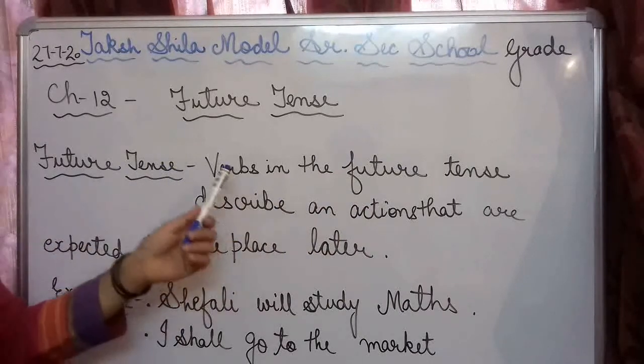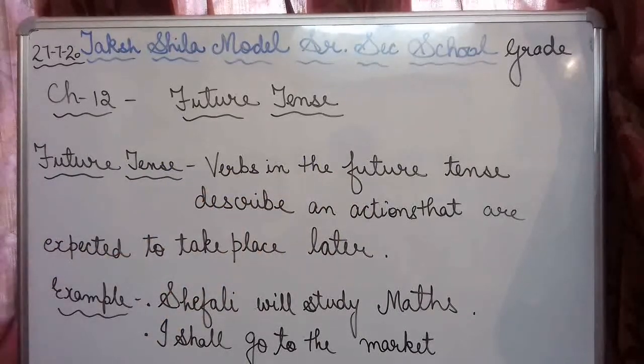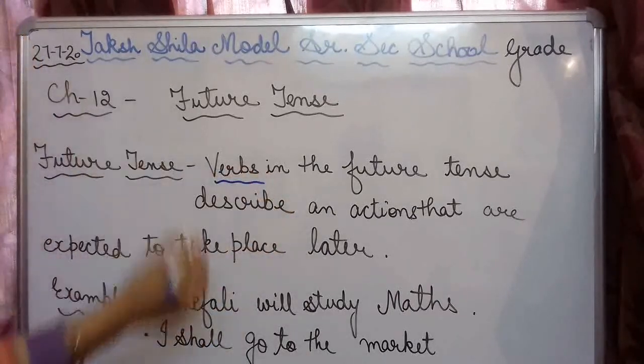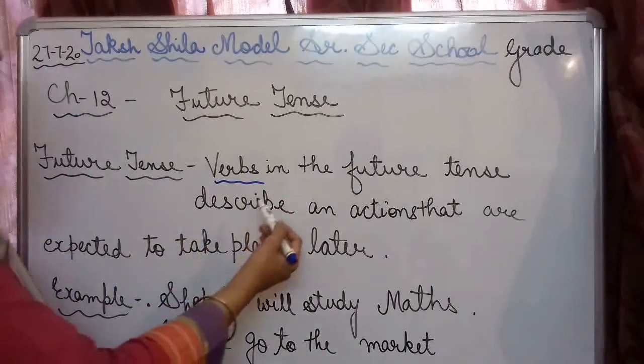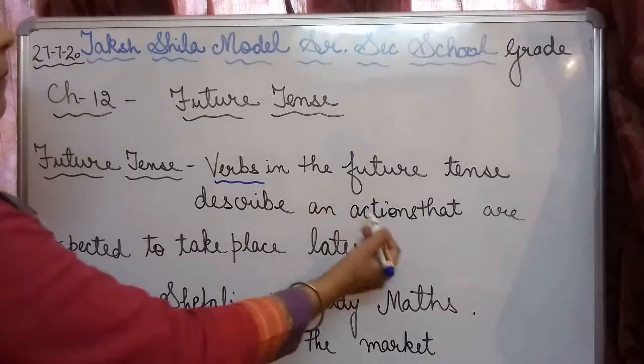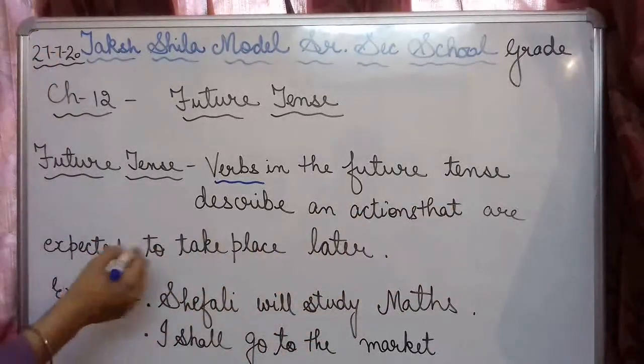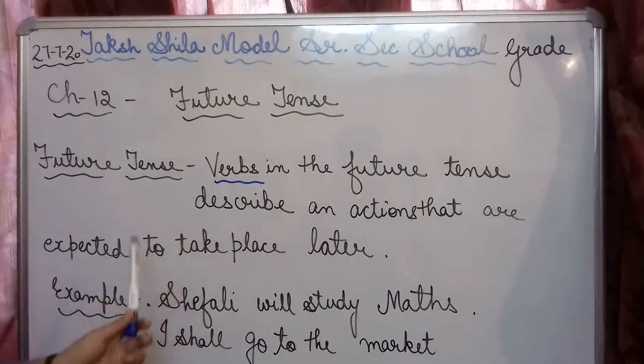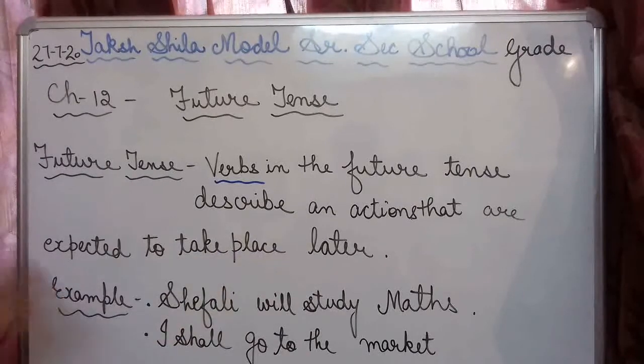Describe actions. So verbs in the future tense, ये जो future tense के verbs होते हैं वो बताते हैं. अब future tense के verbs क्या होंगे? We will discuss later. Okay, describe actions कि वो describe करते हैं actions को that are expected to take place later. Okay, वो actions जो भी हम expect कर रहे हैं कब होंगे, वो take place कब होंगे, कब action होगा, later, बाद में.